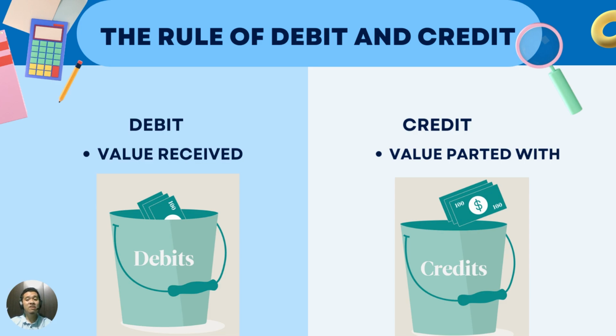So when we receive something, that item we receive in our business should be debited. If we give out something from the business, that item should be credited. So, when we receive, we record a debit. When we give out, we record a credit.